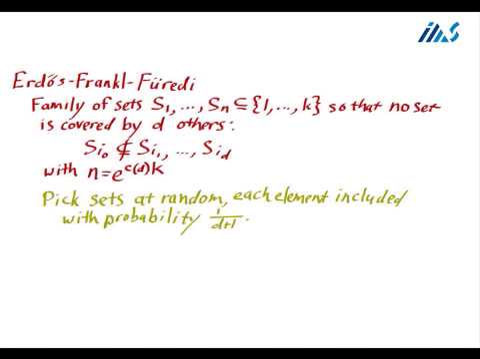No set is covered by the union of the others? Right, not covered by the union of the others. And a probabilistic construction works here. For each set, you pick each element randomly with probability 1 over d plus 1. There are going to be many elements of any given set, and for each of those, there's a good chance that it's not in the other sets, and so the probability that it's covered is exponentially small.